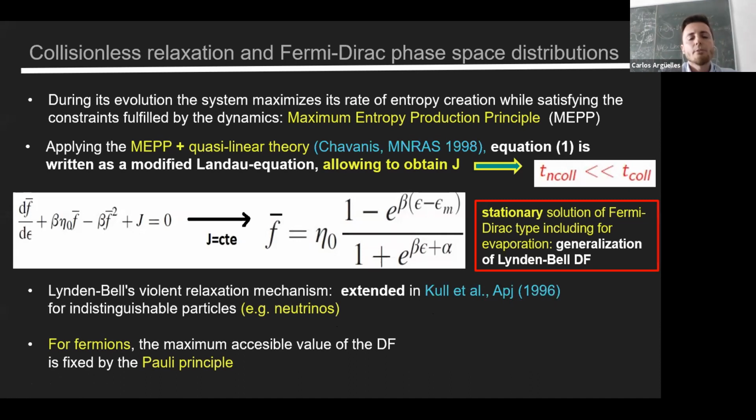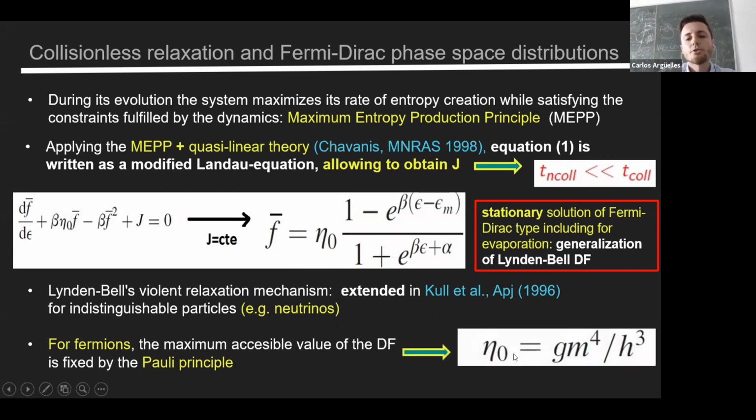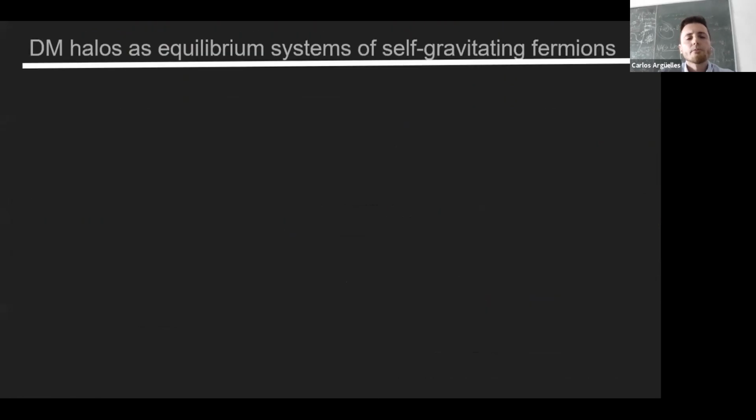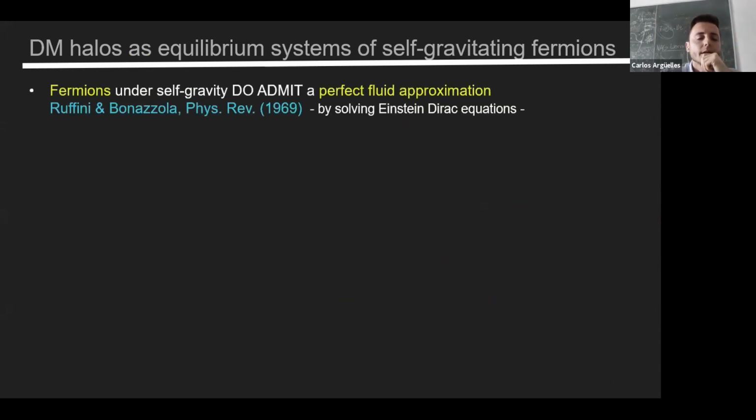In the case of fermions, the maximum accessible value of the distribution function, eta 0, is fixed, of course, by the Pauli principle, which shows you that the maximum phase space density is proportional to the particle mass to the fourth, inverse to h cubed. Therefore, once we have a most likely phase space distribution of particles, in this case of fermions, at relaxation in a halo, we can proceed to solve for the more general solution at equilibrium: the profile, the mass distribution at equilibrium out of this distribution.